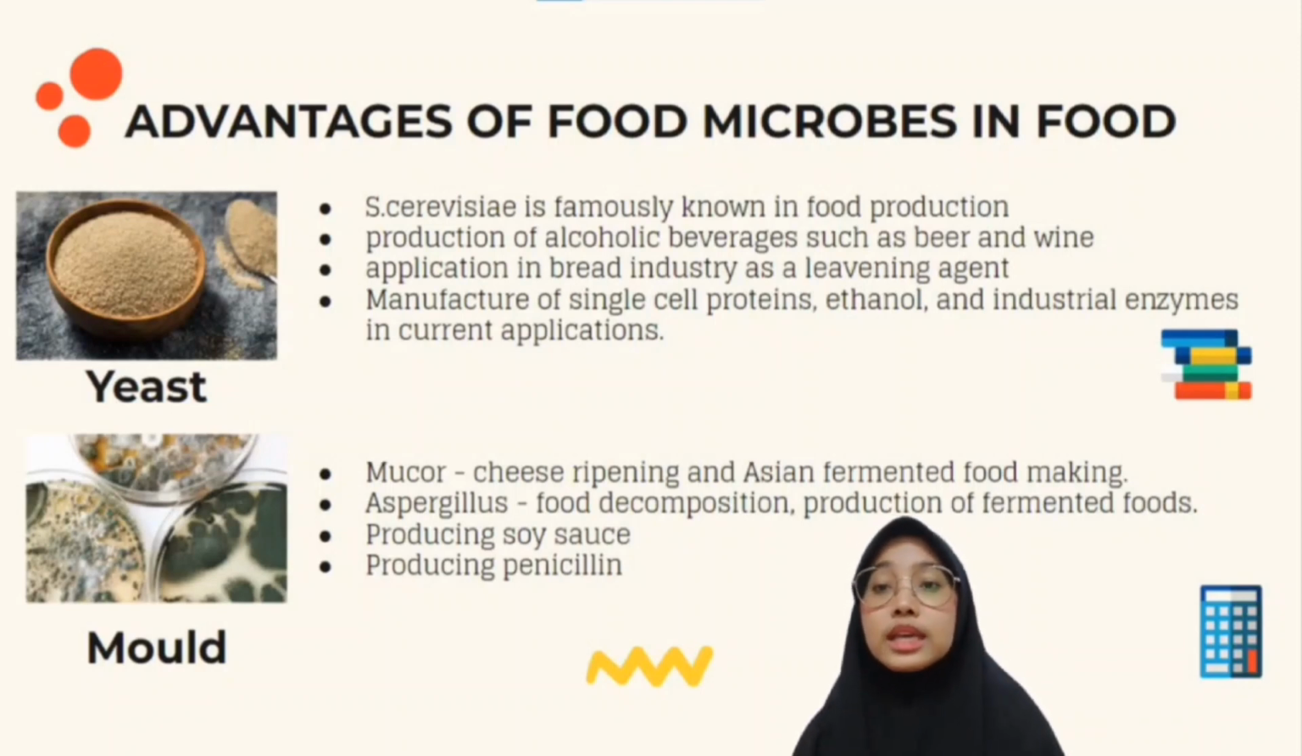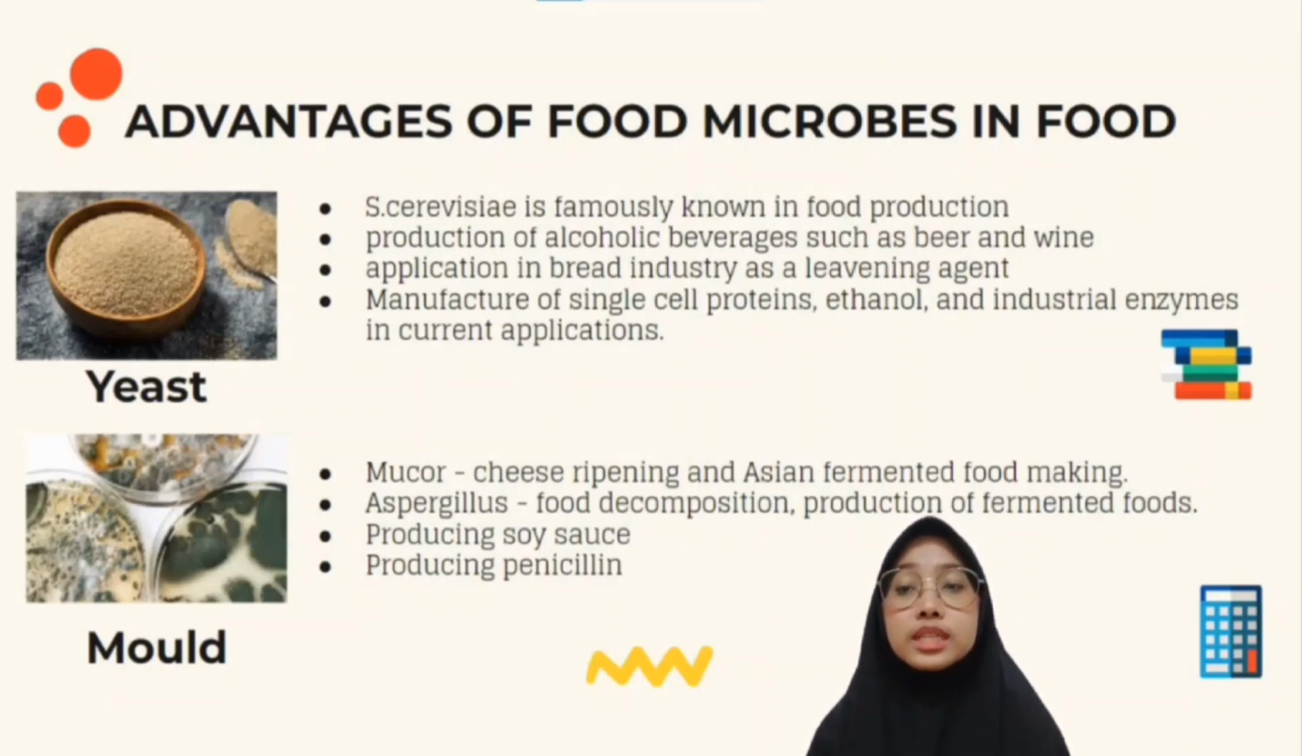Other than that, yeast also has its application in the bread industry as a leavening agent. So when yeast releases gas, which is carbon dioxide, into the environment, it will result in rising dough, which will produce the spongy-like texture of breads and cakes. Yeast is also used in the manufacture of single-cell proteins, ethanol, and industrial enzymes in current applications.